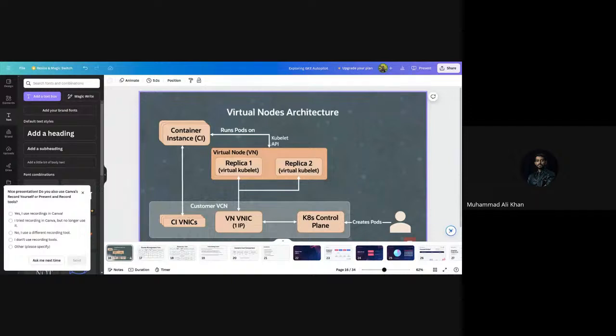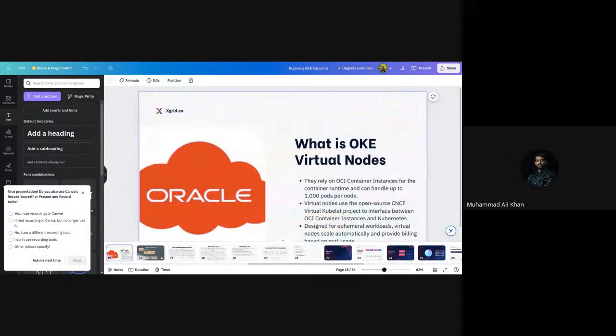Okay, virtual nodes. So Oracle uses the OKE virtual nodes concept and uses OCI container instances to run your Kubernetes pods and manage infrastructure on top of a virtual node concept. Okay.